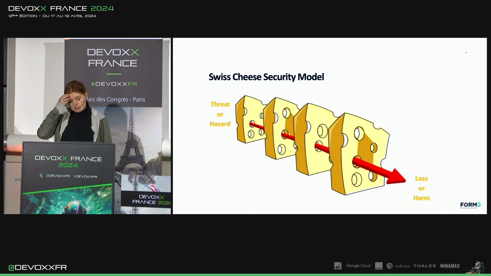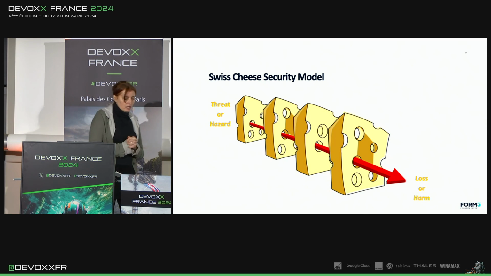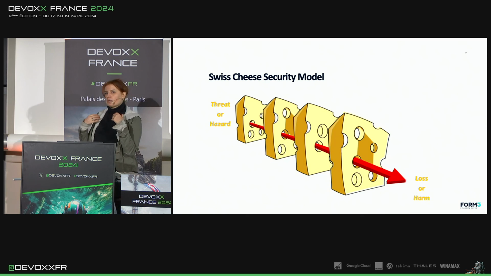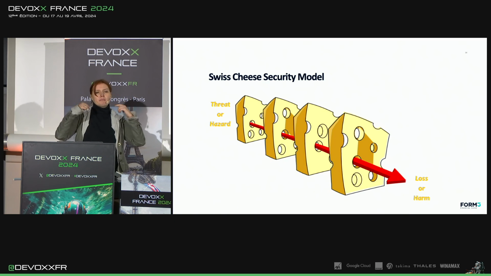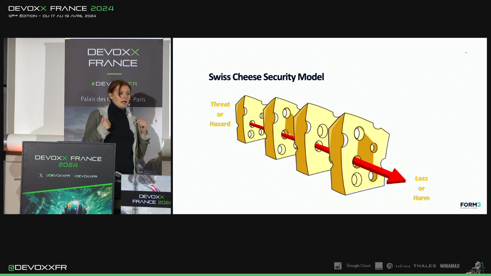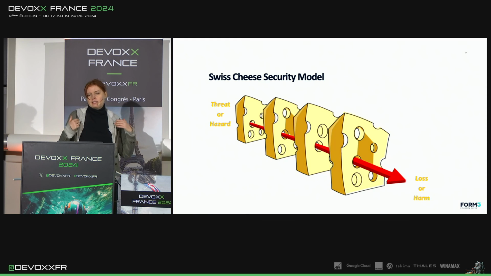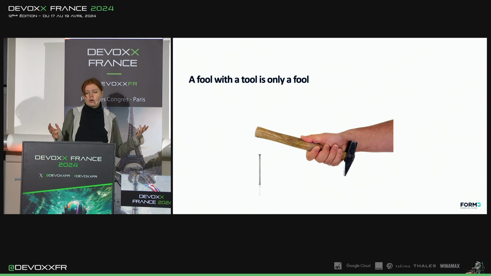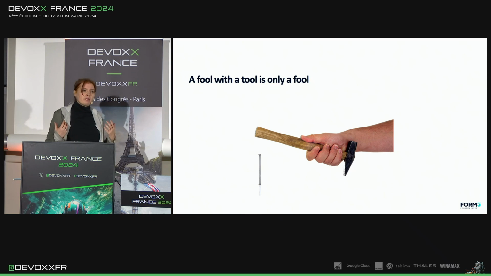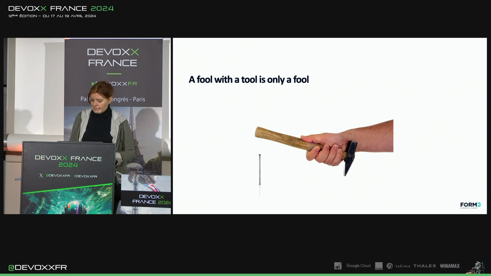But remember also that it's not about perfect security. That's impossible. It's all about making life harder for bad guys while making it easier for us good guys to detect any potential threats faster and in an easy way. Remember that a fool with a tool is only a fool. So we DevOps engineers and developers need to know and use our tools wisely.